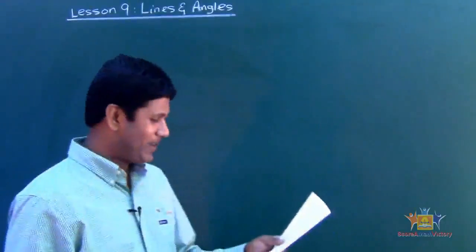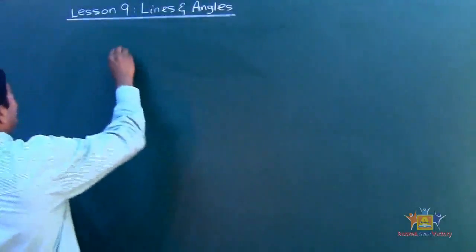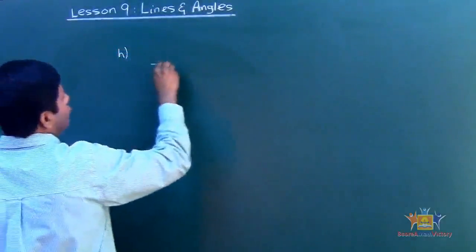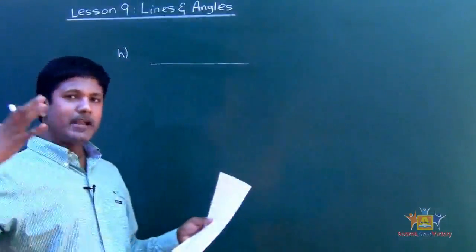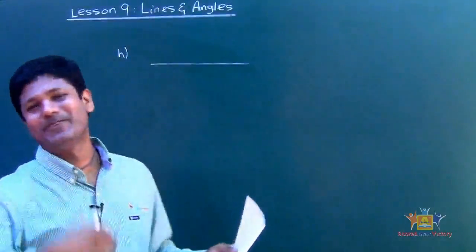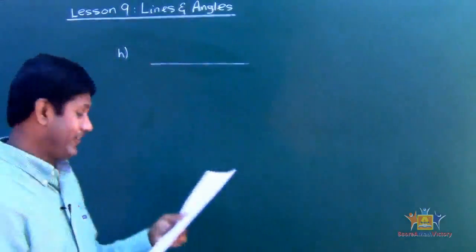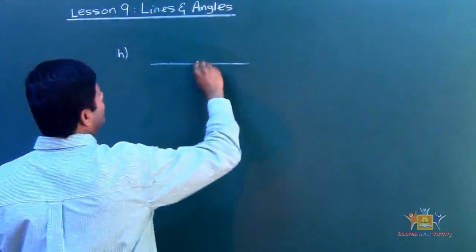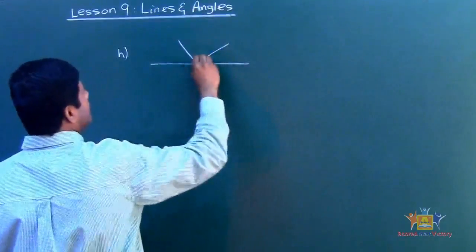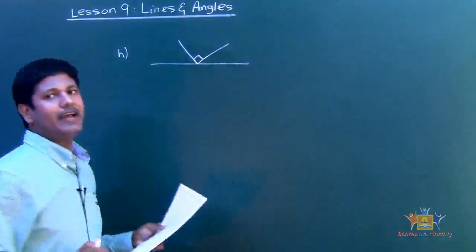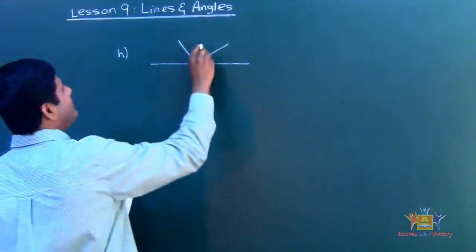Alright, ready for problem H? Okay, let's do H. Now in H you're given a straight line. The moment I say the words straight line, what should come to your mind? 180 degrees, okay? The angle is 180 degrees. And then I give you a 3-part section, alright? Now the middle one is, what is that? 90 degrees. Right away we're going to put 90 degrees.